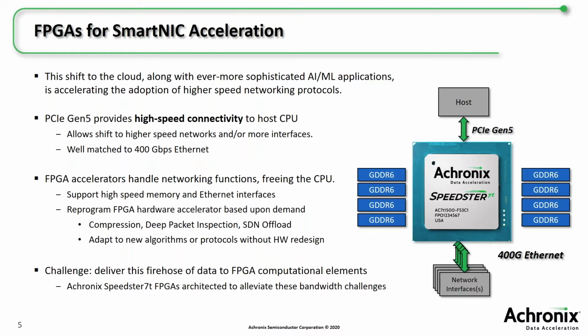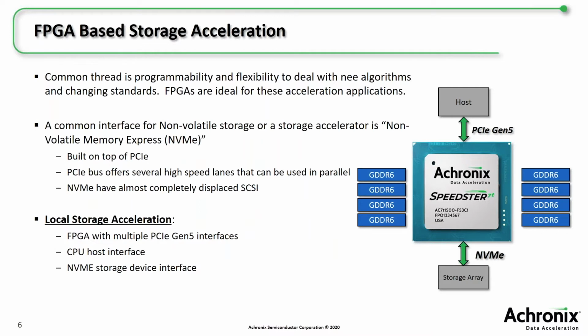So with modern FPGAs, the challenge that we have as an FPGA provider is how do we deliver this fire hose of data to the FPGA computational elements? And what we're going to do today is map these 3 applications to a modern FPGA that has an on-chip network that's specifically architected to alleviate these bandwidth challenges. So the third application, again, is the storage acceleration. The common thread here is programmability and flexibility to deal with the new algorithms and changing standards. FPGAs are ideal for these acceleration applications.